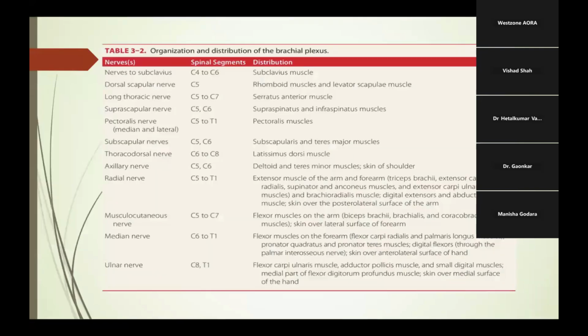So these are the different nerves which are supplying the different muscles. That is the nerve to the subclavius, as it is supplying the subclavius muscle, the dorsal scapular nerve, the long thoracic nerve, the suprascapular nerve, the thoracodorsal, axillary, musculocutaneous, and the median and the ulnar nerves. These are the muscles which are supplied by these nerves of the brachial plexus.